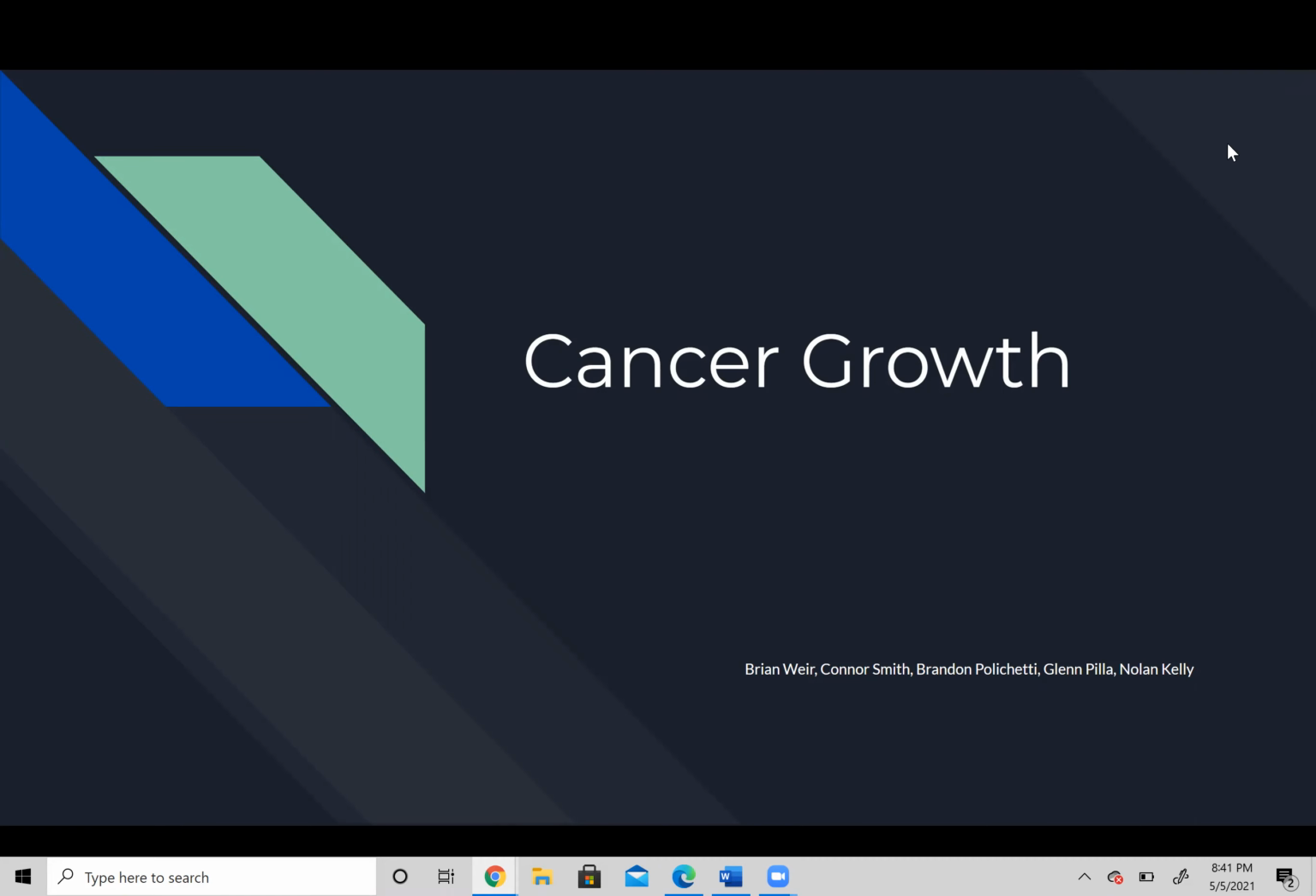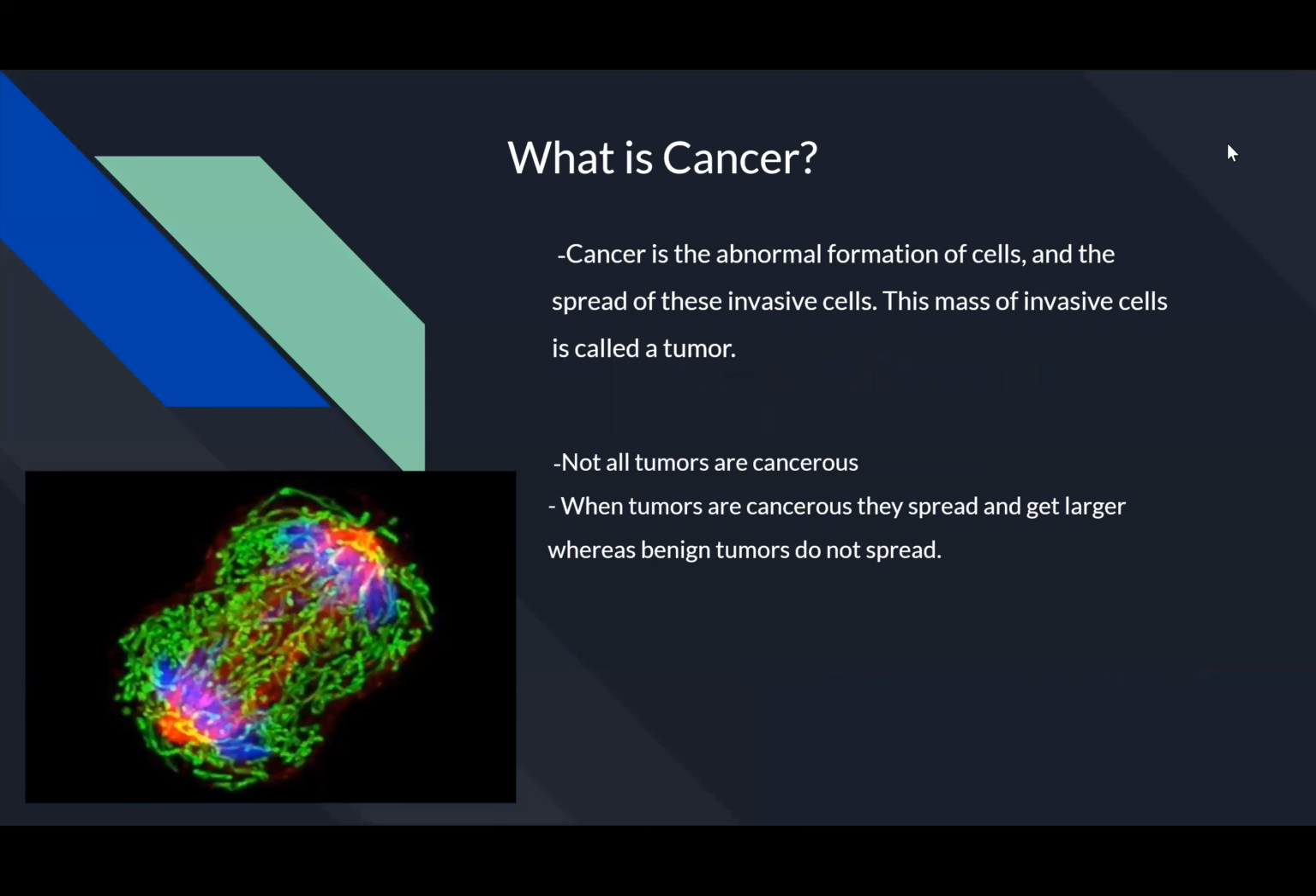All right, so before we delve into the data, let's go over some intro and background on cancer itself. Cancer is an abnormal formation of cells that occurs randomly in the body. Billions of cells are created every day, and that causes room for mutations and different types of things called cancer. Not all tumors are cancerous. There are benign tumors, which are masses, but they do not spread.